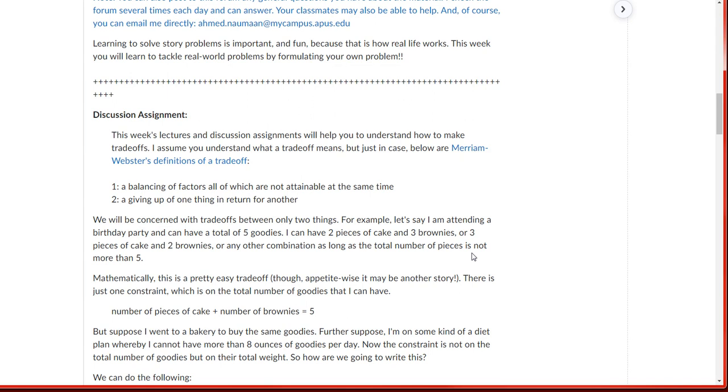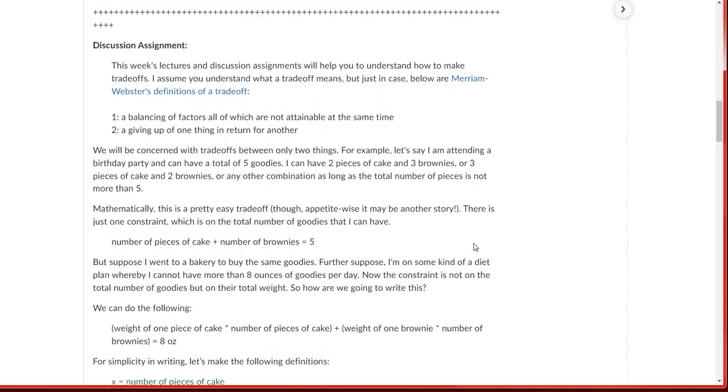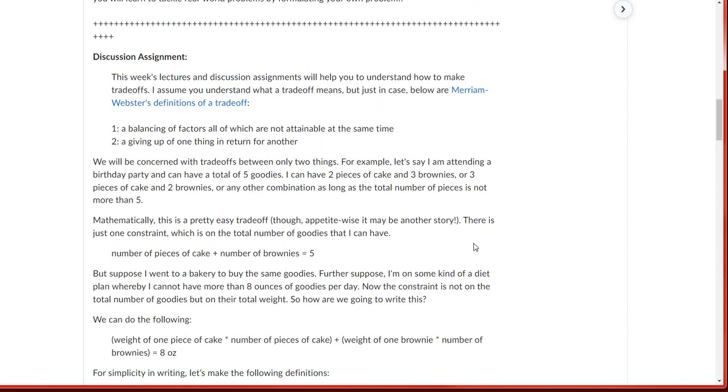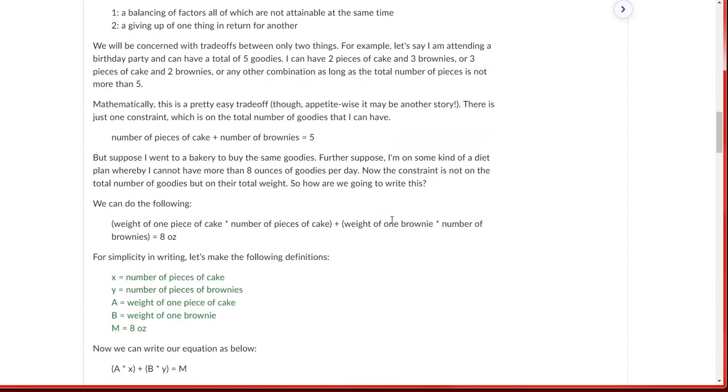Let's think about an example here. Let's say I have been invited to a birthday party and I go there and there are lots of goodies and I like cake and I like brownies. Now, because of the number of people there, somehow the host has made known that you can have 5 pieces of goodies, right? Some combination of pieces of cake and brownies, but not more than that. So I can have, say, maybe 3 pieces of cake and 2 brownies, or 1 piece of cake and 4 brownies, whatever combination I want, as long as the total number of both items is 5 or less.